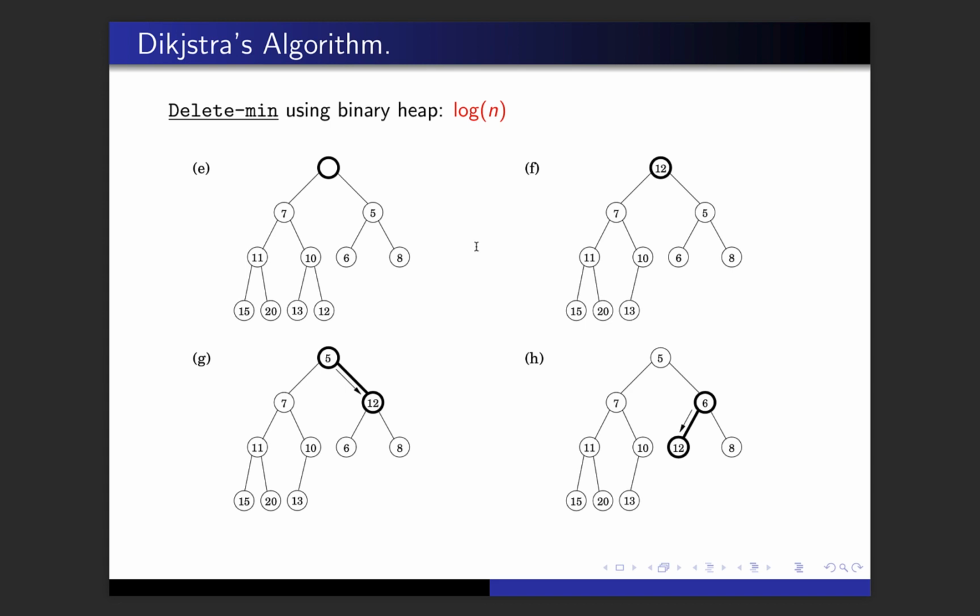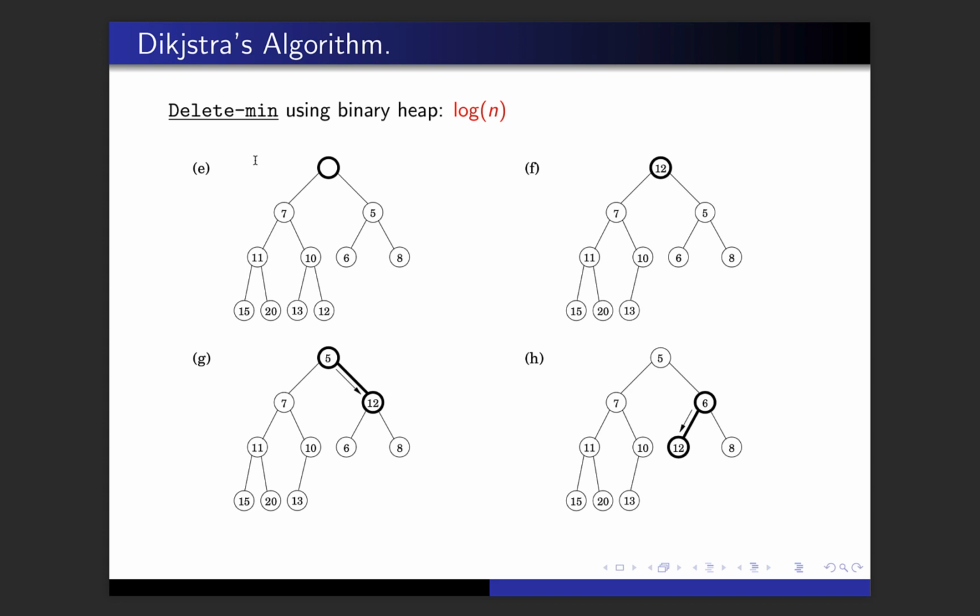You want to keep your binary heap correct, which means I need to move somebody to the root. And of course, a good candidate is a vertex with minimal key. But I don't want to explore which of my current vertices has minimal key, because that might take me linear time. I don't want to do that.